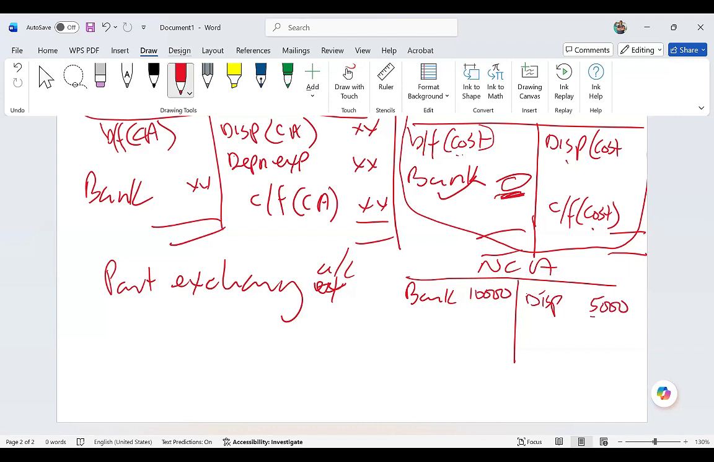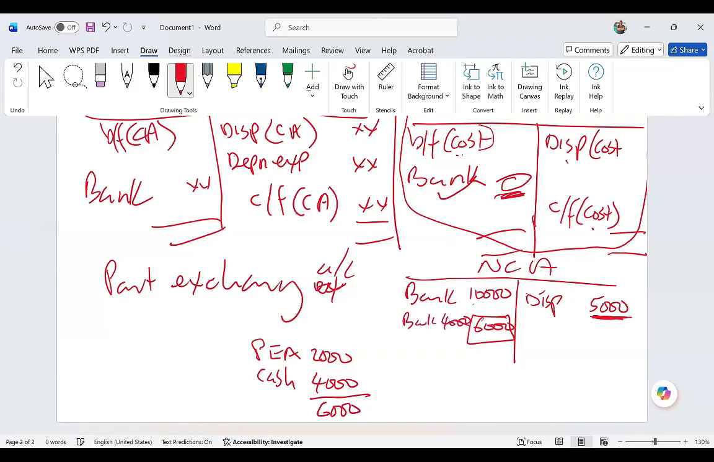But when you dispose of an item of plant which costs 5,000, you are disposing it in a part exchange. And a part exchange allowance, maybe it's 2,000. And then you need to pay cash of, let's say, 4,000, because the total cost of the new asset is 6,000. So what you will do is remove the old asset at 5,000, then come back to incorporate the new asset at 6,000 total, but the entries will be broken down into bank or cash 4, and then part exchange allowance of 2, like this. So many times this part exchange will actually come in the same non-current asset account.